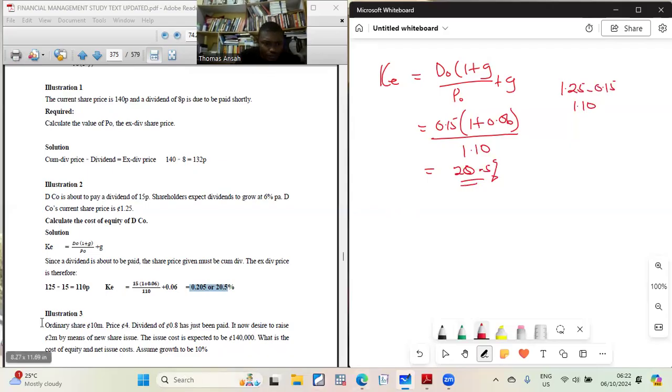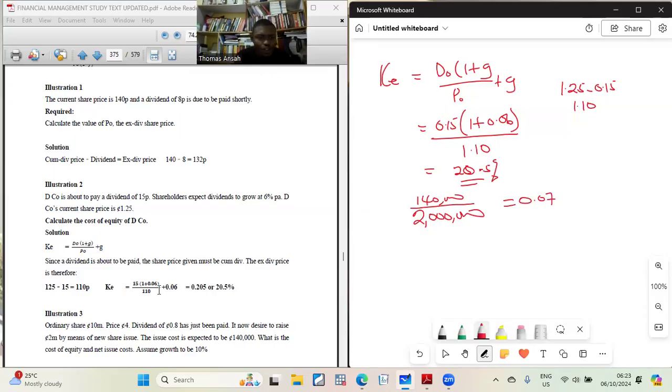Can you do this one? Ordinary shares are 10 million. Price is 4. But what kind of price is that? It says a dividend of 0.8 has just been paid, meaning that this price is ex-div. Now, it is desired to raise 2 million by means of a new share issue. The issue cost is expected to be 140,000. So if he's raising 2 million, there is a cost of that. The issue cost per share raised is 140 divided by 2 million, and that gives me 0.07. The issue cost is 7%.